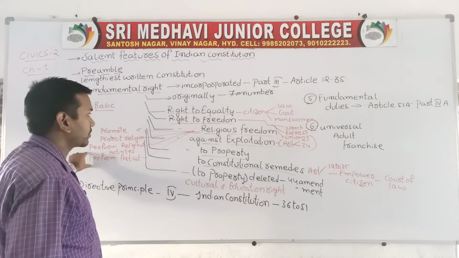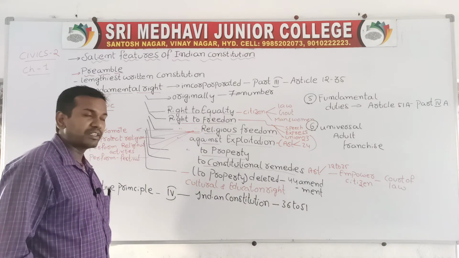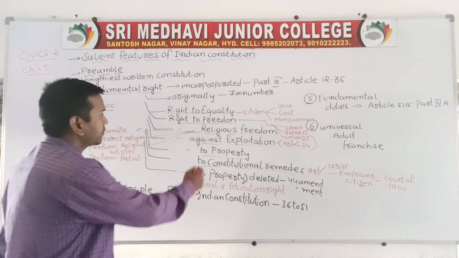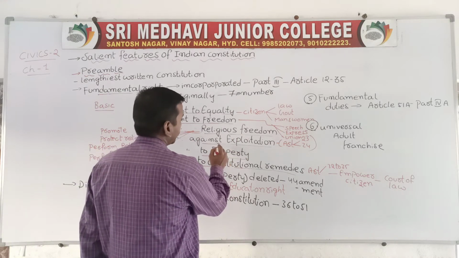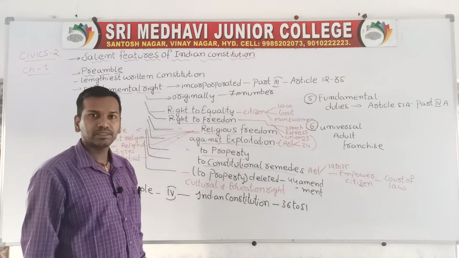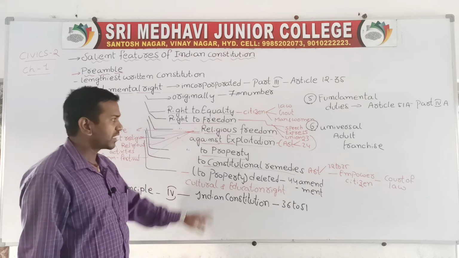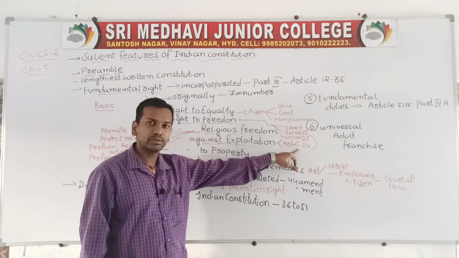If they want to celebrate the festivals regarding religion, they have the right. So these types of freedom come under religious freedom. Next we will go forward to the right against exploitation. Right against exploitation is derived from Articles 23 and 24.